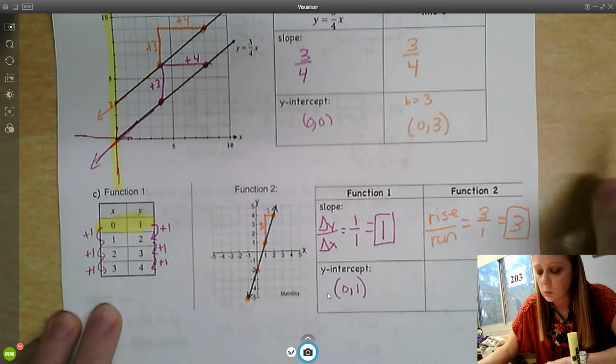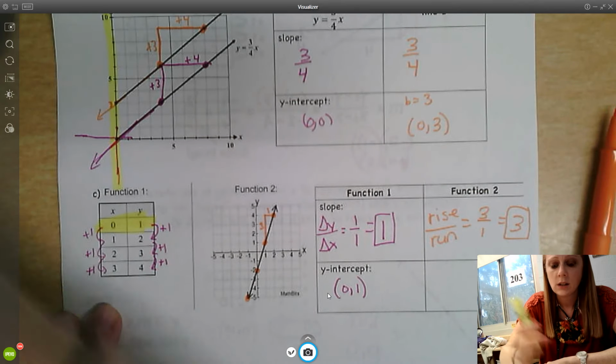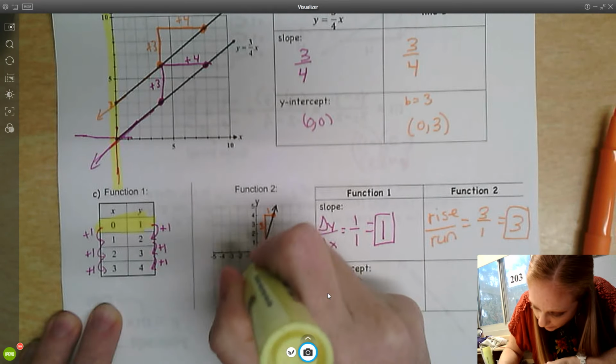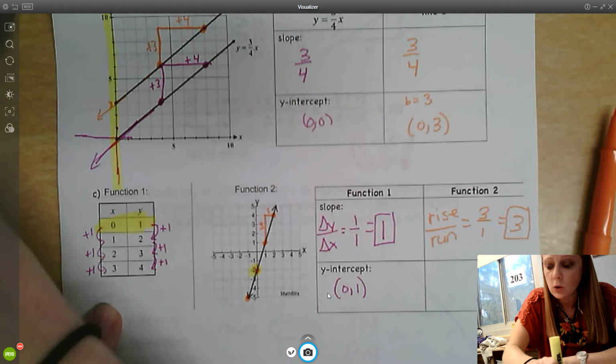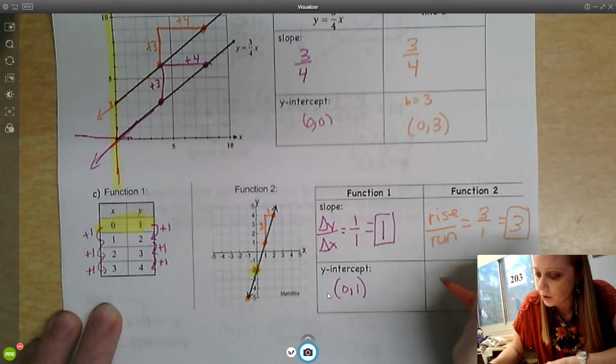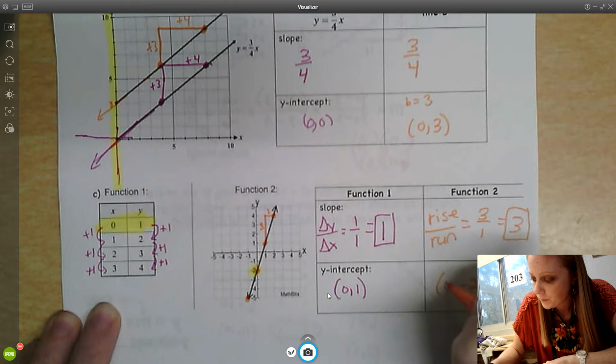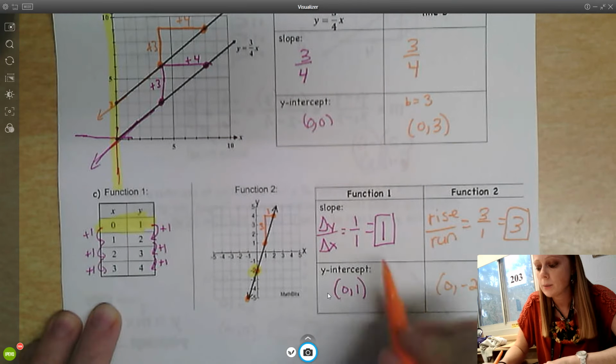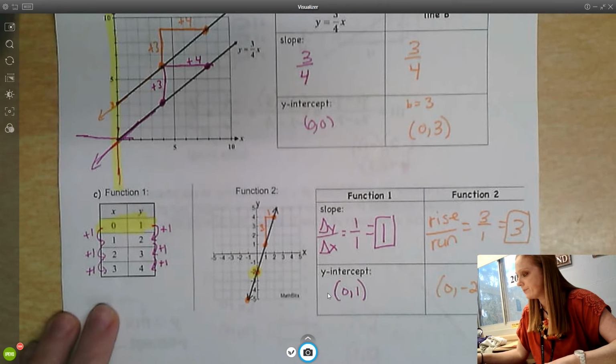Okay, and then let's find the y-intercept from our graph. You have to look and see where it crosses the y-axis. So our line intercepts the y-axis right here at -2. The point would be 0, -2. These have different y-intercepts, and they also have different slopes.